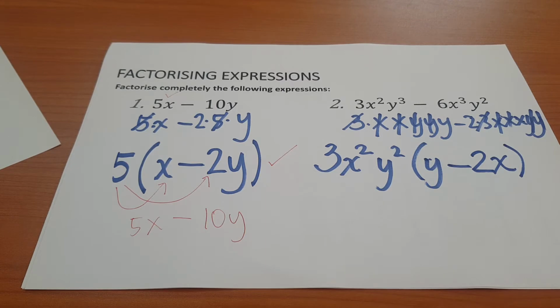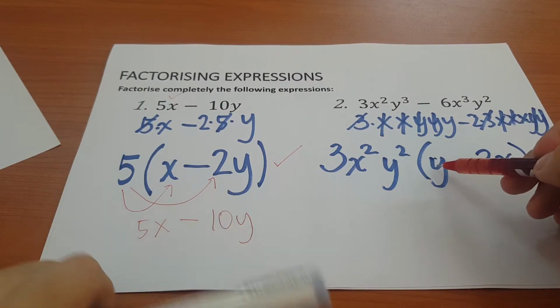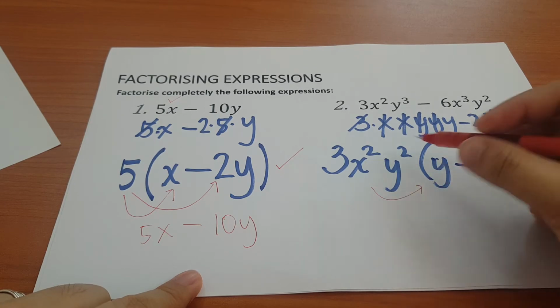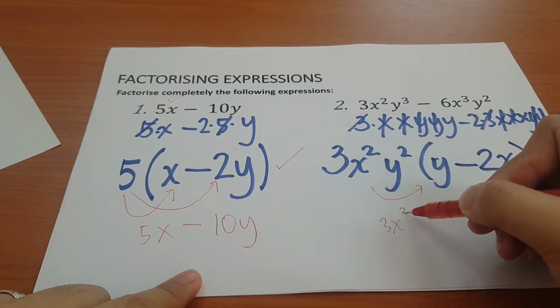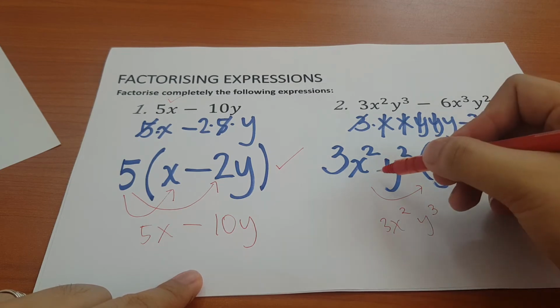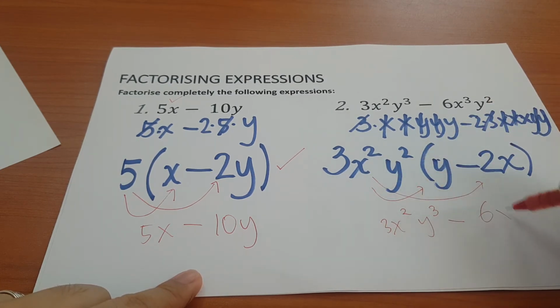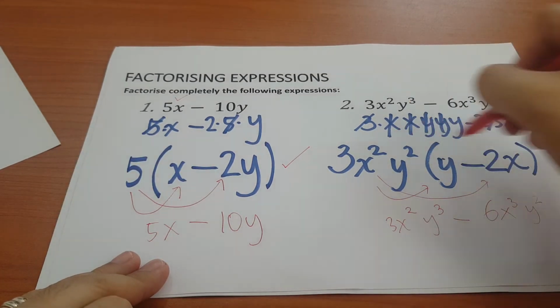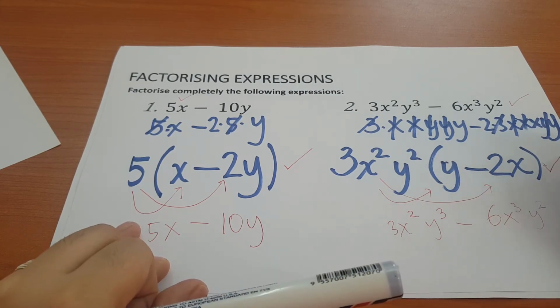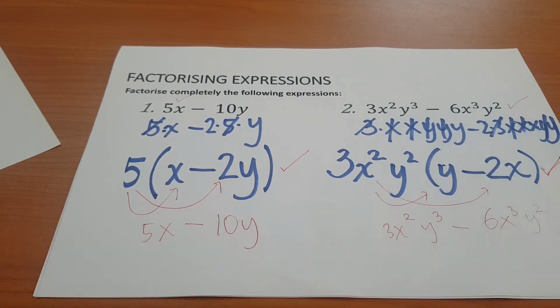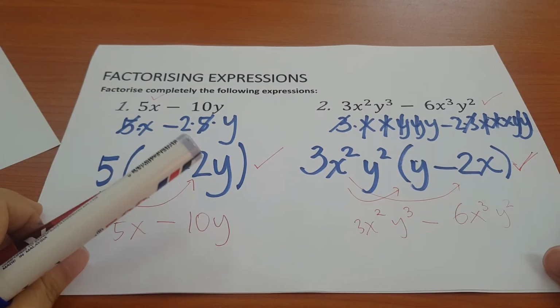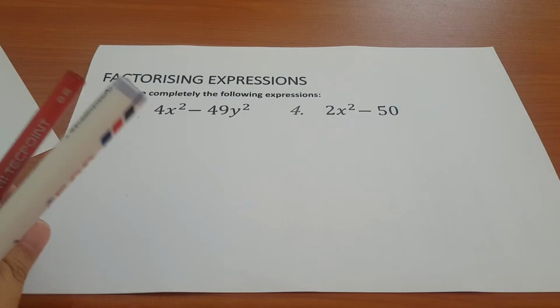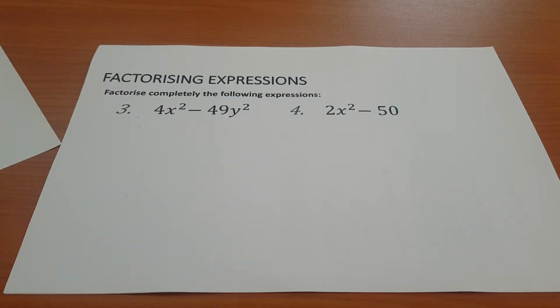Okay, let's check our work. 3x squared y squared times y is 3x squared y cubed, and this one is minus 6x cubed y squared, which is correct. Hence, this is the right factor. So that is factorizing an expression by taking out the common. Let's have the next method, which is the difference of squares.